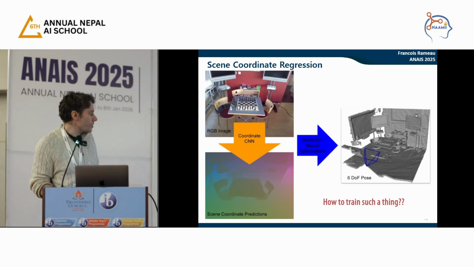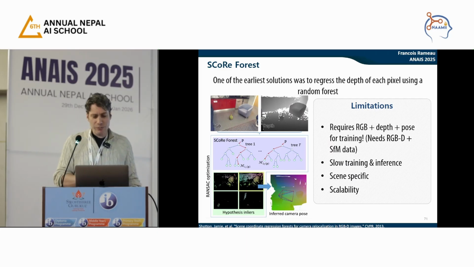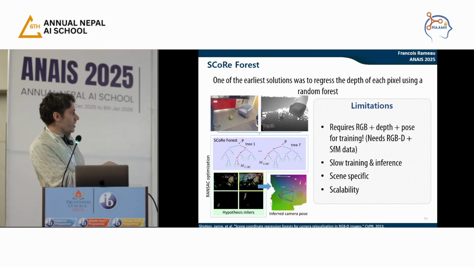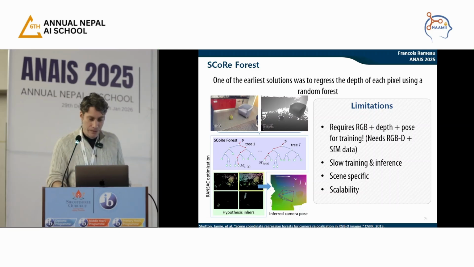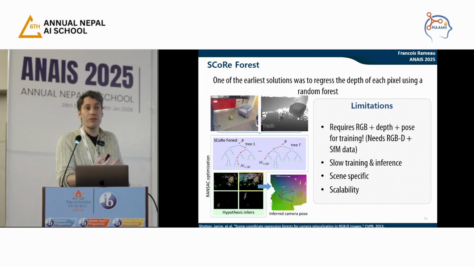The first people trying to do that did it in 2013. At this time, neural nets were emerging somehow, and people were using other stuff. What they did is take a dataset with RGBD images, and they trained for each image to regress the 3D coordinates in the scene using a random forest. Was it working? Yes. But to train, you need RGB, depth, and all the poses. So you need so many things. In many situations, you don't have the depth, and especially not the dense depth. And it was extremely slow.